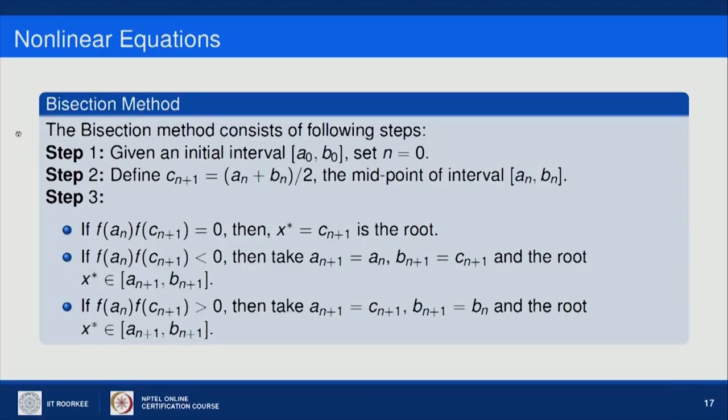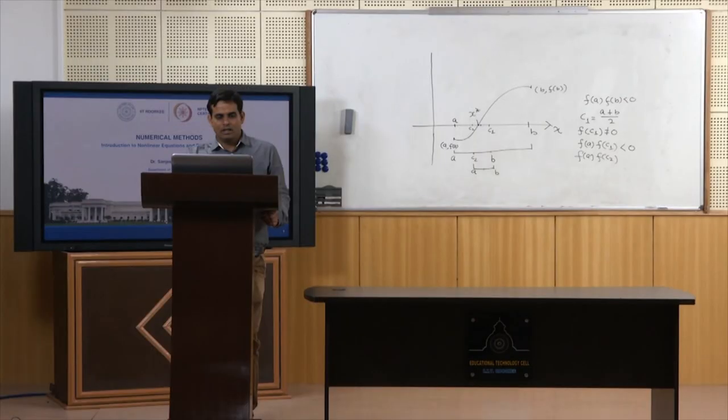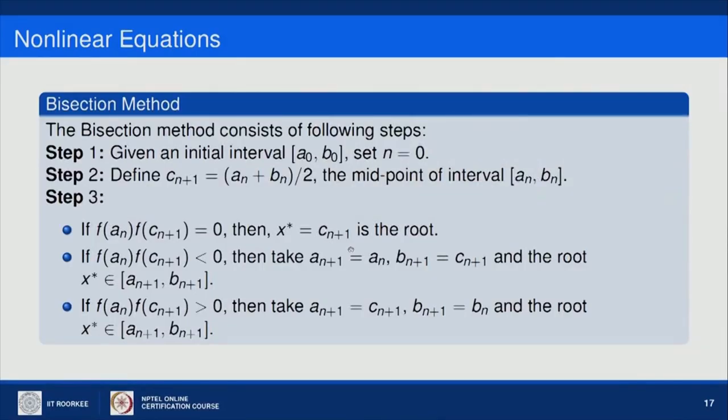The algorithm for the bisection method can be described in the following steps. The first step: given an initial interval [a0, b0], set n equals 0. In step 2, define c(n+1) equals (an plus bn) upon 2, like we are finding the midpoint of the original interval. If f(an) times f(c(n+1)) equals 0, then the root is c(n+1). If the product of f(an) with f(c(n+1)) is negative, then the root will lie in the interval [a(n+1), b(n+1)], where a(n+1) is an and b(n+1) is c(n+1).